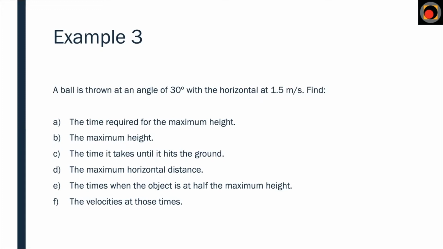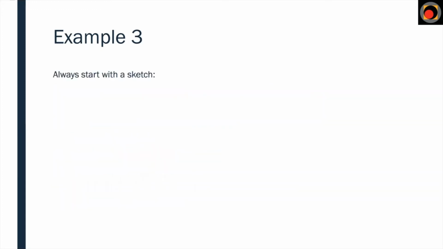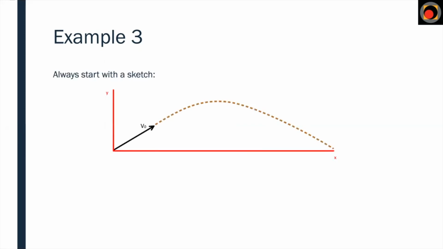Now, well, we start with the same thing, a sketch. The sketch should always look like this. It's a curve named parabola, with the arrow of the initial velocity. The trajectory will only depend on the initial velocity of the object.